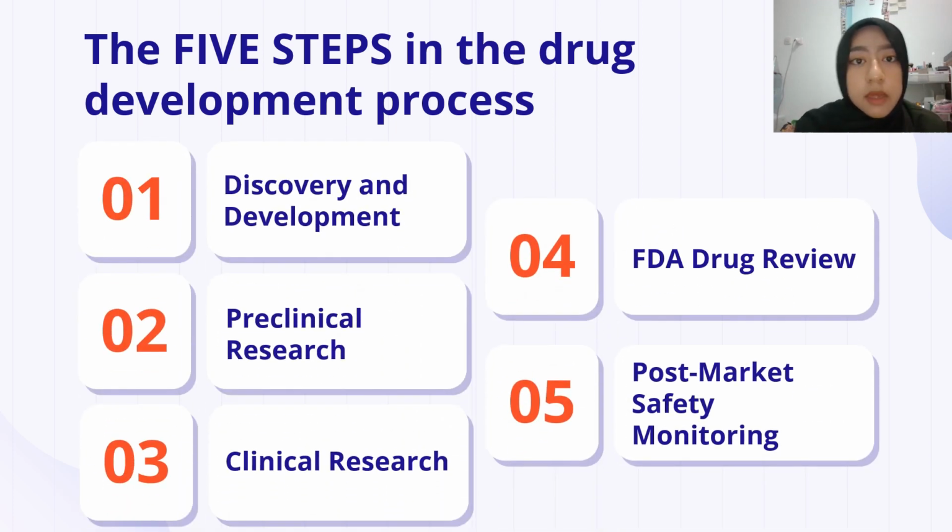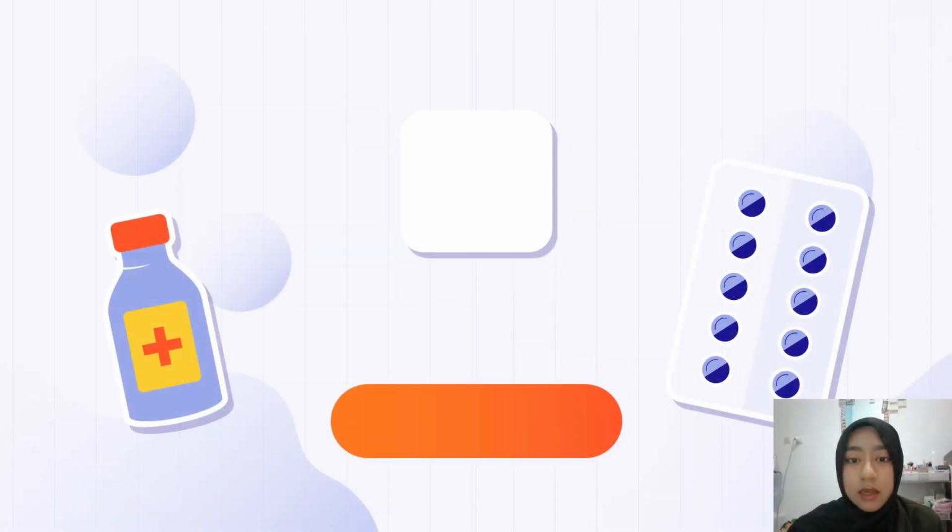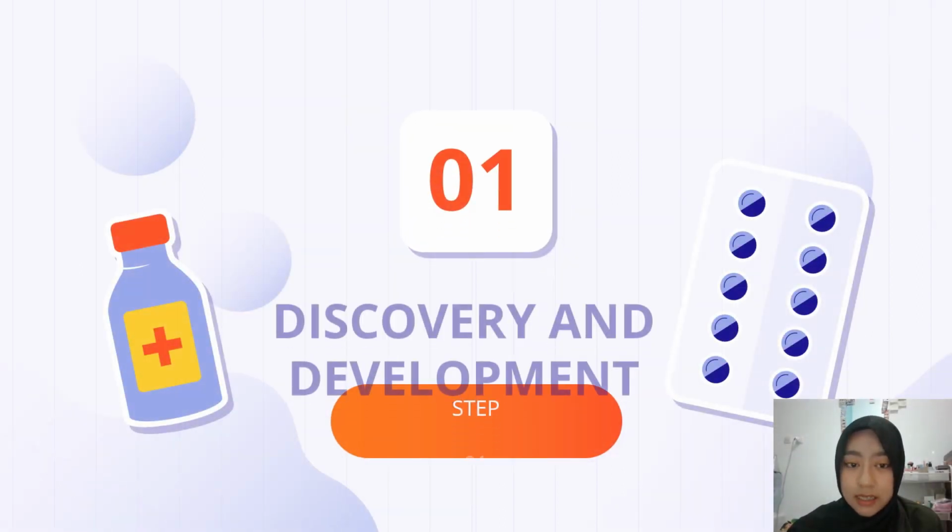The 5 steps in the drug development process are 1. Discovery and development, 2. Preclinical research, 3. Clinical research, 4. FDA drug review, and 5. Post-market safety monitoring. Step 1 is discovery and development.